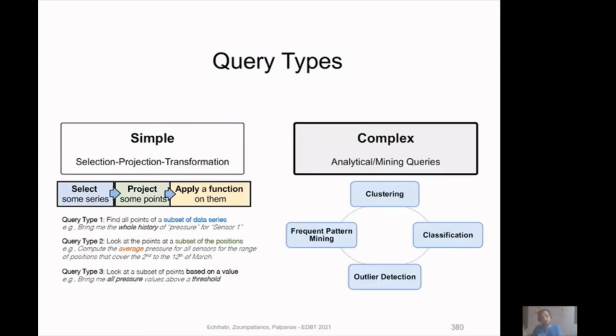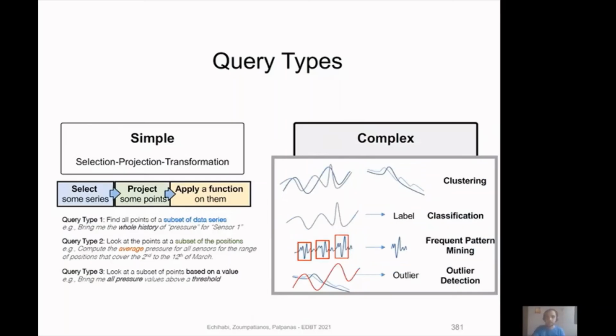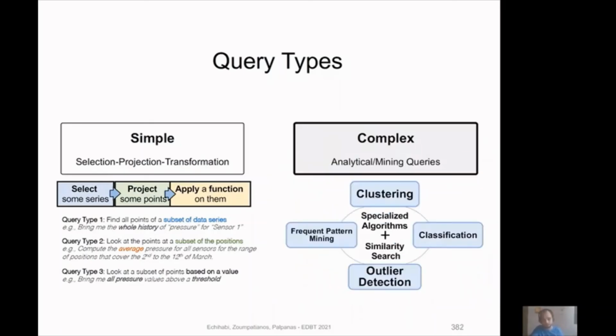Now, one of the most interesting types of queries are, as we've also seen earlier, the complex queries, the analytical queries, like for example clustering, frequent pattern mining, classification, outlier detection, this kind of stuff. Clustering is when you're trying to find groups of time series that are similar. Classification is when you're trying to assign a label to a time series based on its shape, while frequent pattern mining is about finding patterns that are frequently appearing within and across time series. Finally, outlier detection is about finding time series that have patterns that are abnormal.